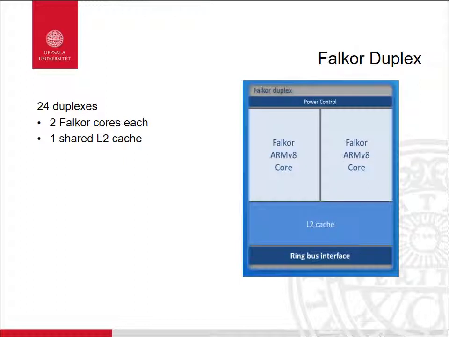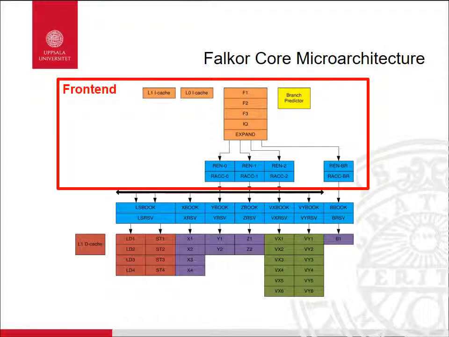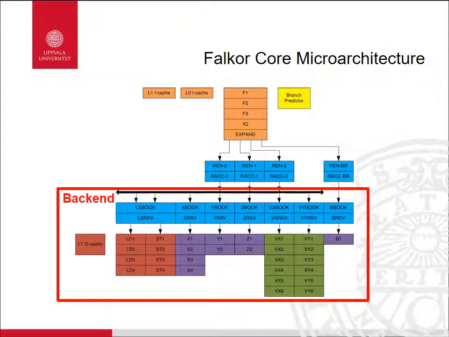There are 24 duplexes, and each one of them contains 2 Falkor ARMv8 cores. The 2 cores in the duplex share a 512 kilobyte level 2 unified cache. This is the block diagram of the Falkor core. Once again, at the top we have the front end of the processor, and at the bottom we have the back end. And again, instructions execute in program order in the front end, and the microops in the back end can execute out of order.